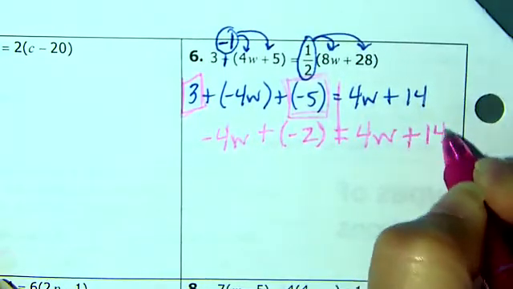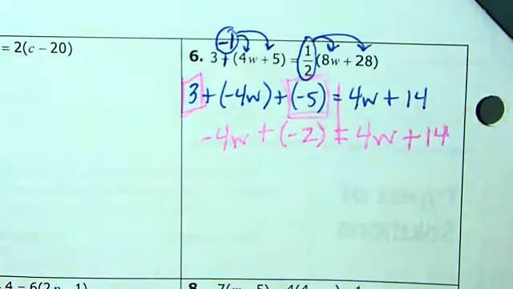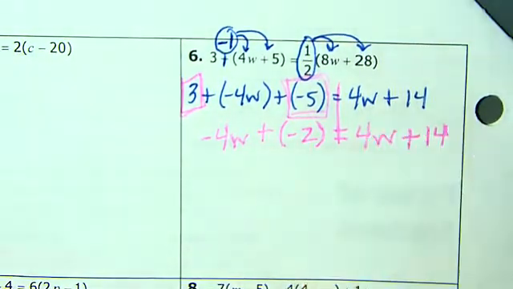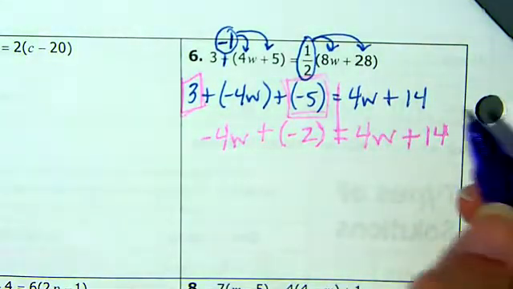Now, one thing that may be causing you to think is, well, wait a minute, I've got 4w's on both sides. Should that mean something? Let's just keep working and see. We've got to just keep plugging away. Don't ever assume anything. Just keep working. Remember, my goal is to get all the variables on the same side. I always like to put them on the left.